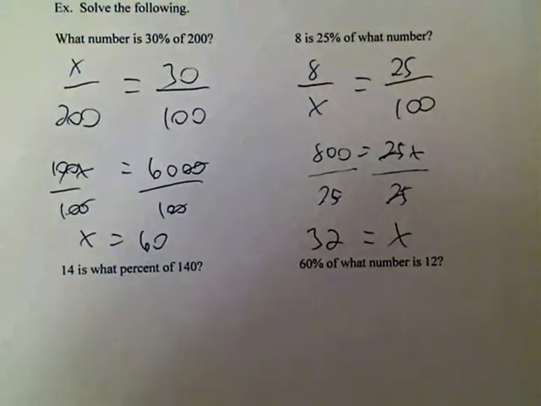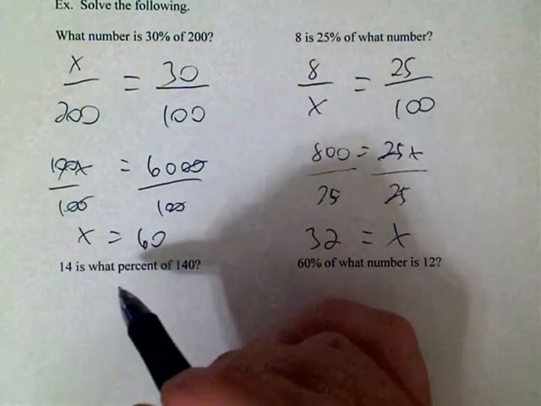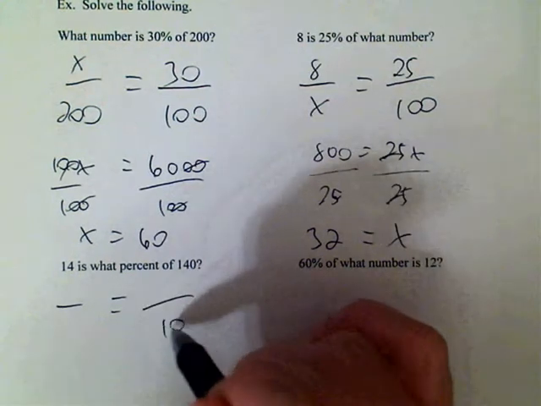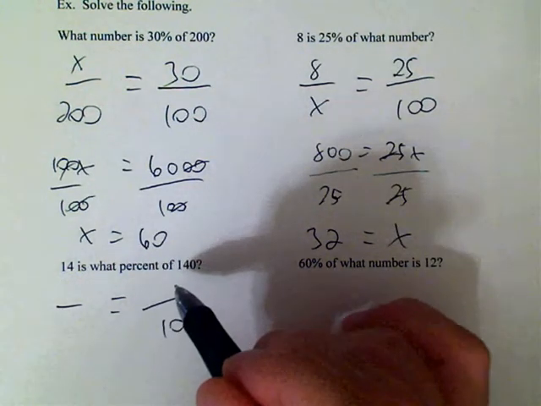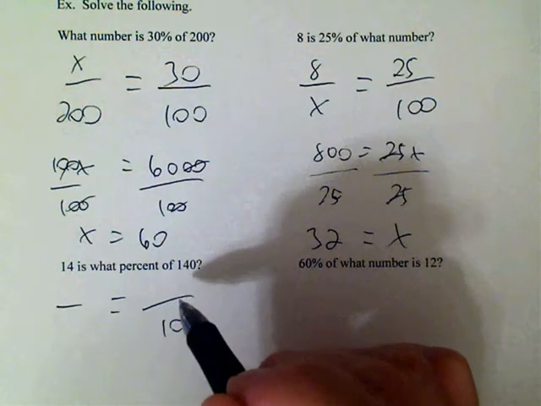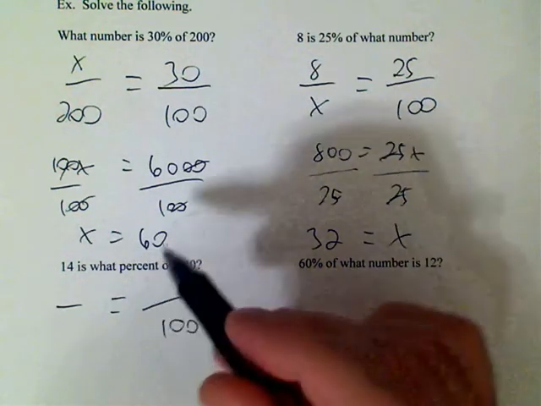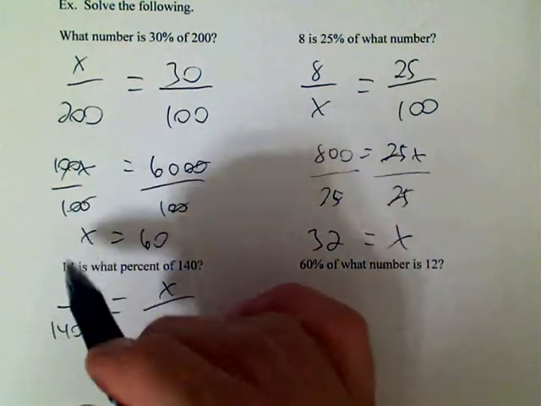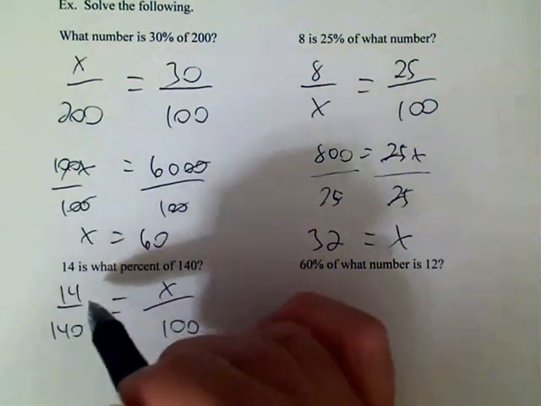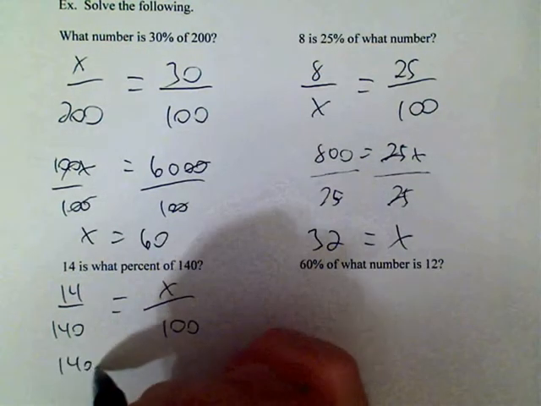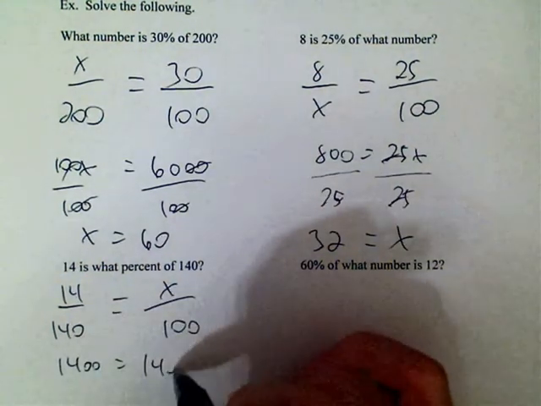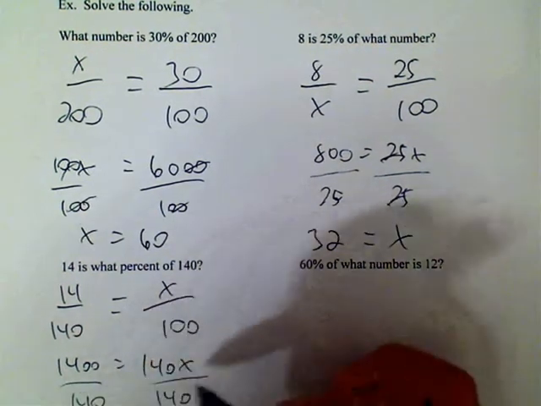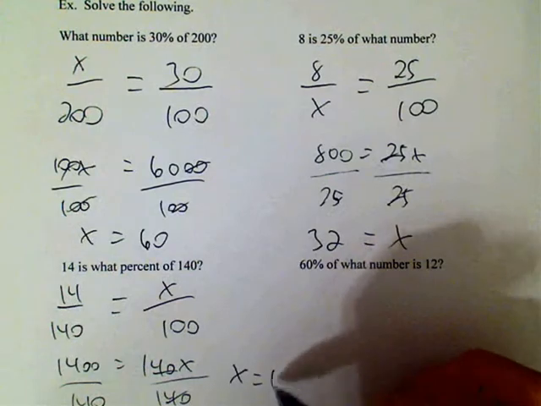So this next one is a percent. Same way. I don't know the percent. I always start with the percent no matter what, whether it's given or not. Percent's not given, so I'm going to call it x. After the word of is 140. 14 on top. Let's multiply. Crisscross. 14 times 100 is 1400. 140 times x is 140x. Divide both sides by 140. And we're going to get x equals 10.